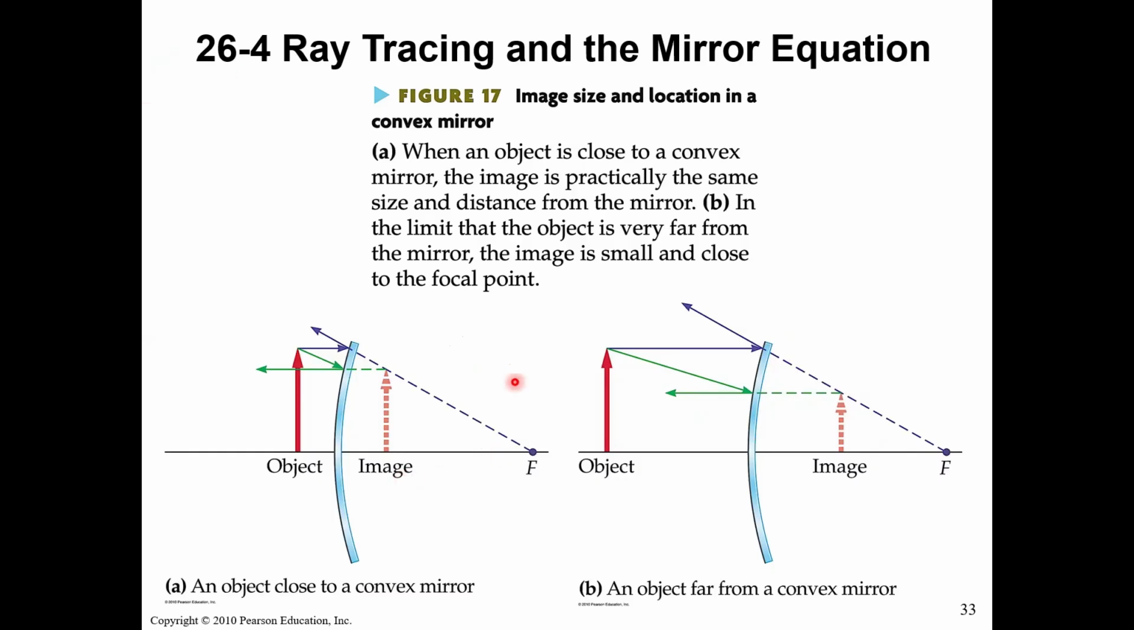Okay, so this is about the image formation with a convex mirror. We see that if we draw the P ray, F ray, and C ray, we can figure out where the image is. Okay.